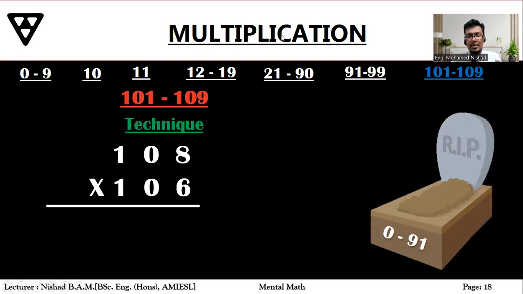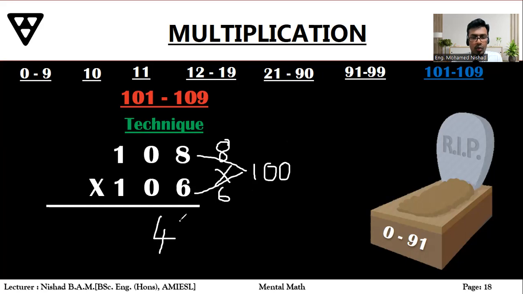What we have to do is, we have to take that 100. Why? Because they are near to 100. 108, 106, they are near numbers to 100. So now what we have to do is, we have to obtain the difference between 108 and 100. So that difference will be 8. And then after, we have to obtain the difference between 106 and 100. It will be how much? It will be 6. Now, we have to multiply those differences together. So what is the answer? 8 times 6, it will be 48, right? So 48 will come over here.